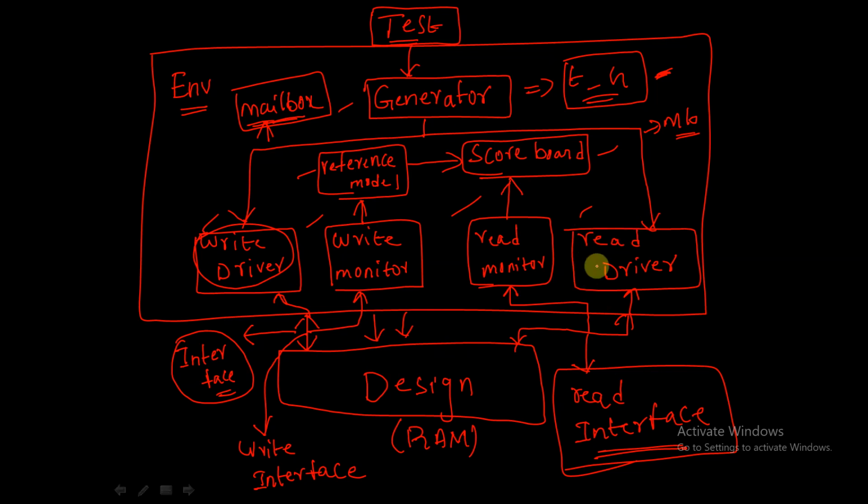The read driver is also going to get the t_h object. It is going to access each and every read control signal associated with the design with the handle t_h, and give it to the interface. From the interface it is going to give it to the design, all the read control signals at the pin level. We are getting it at the object level, and the drivers are converting it into pin levels. This is the role of your drivers, write driver and read driver.